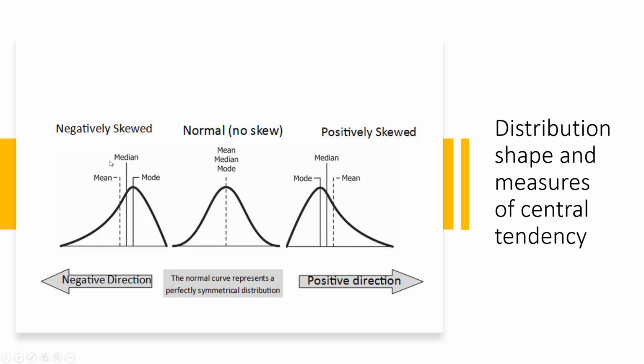So we have to look at the way our data, the frequency distribution, is behaving, to help us decide whether we should be reporting, for continuous level data, so interval or ratio, either the mean or the median as the best representation of central tendency. When you have a normal distribution or something that's roughly normal, the mean is the best one to report.